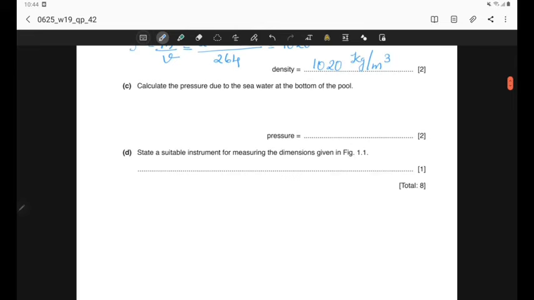Part C. Calculate the pressure due to the seawater at the bottom of the pool. So here we need to calculate pressure P. So here you can use the equation of pressure in a fluid, that is P is equal to rho g h, because we have density calculated and height is nothing but depth. So we have all these values, we can directly substitute. So density we just calculated in the previous section, 1020, times g value is constant, gravitational constant, 10, times h is depth, which we calculated in the first part, that is 0.30. And the answer is 3100 Pascal.